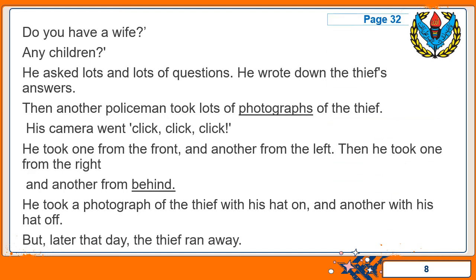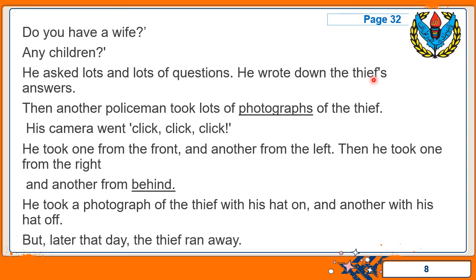This is page 32. The inspector was asking questions from the thief. Now he asked, Do you have a wife? Any children? He asked lots and lots of questions.